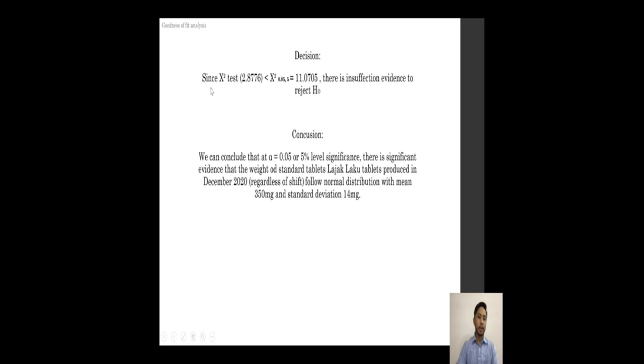Okay, decision. Since the x square test value of 2.8776, the sum of all the x square tests from every range, is lower than x square 0.05 equal to 11.0705, there is insufficient evidence to reject H0. So the conclusion from the goodness of fit analysis is that at the 0.05 or 5% level of significance, there is significant evidence that the weight of standard Lajak Laku tablets produced in December 2020, regardless of shift, follows a normal distribution with mean 350 mg and standard deviation 14 milligrams.